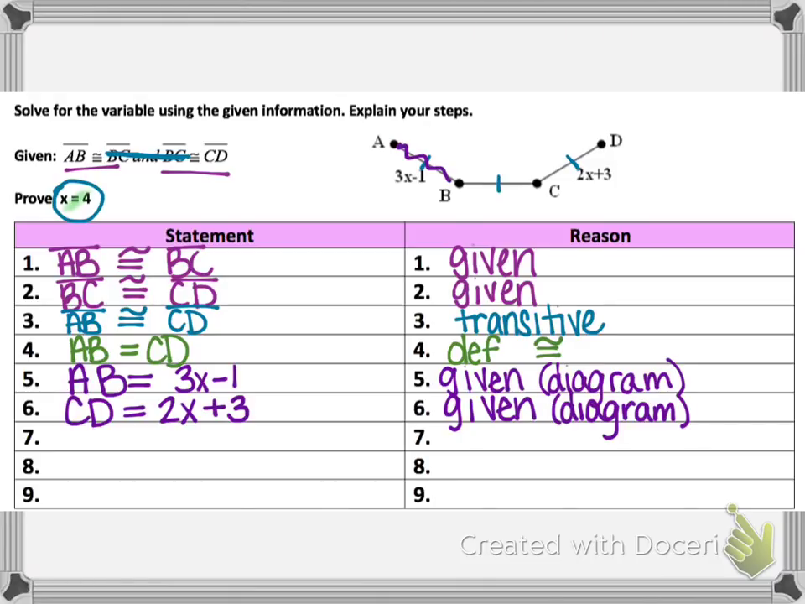So now I can set up my equation. I know that AB is equal to 3x minus 1, so I'll put in 3x minus 1 for AB. CD is equal to 2x plus 3, so I'll put in 2x plus 3 for CD. So I'm going to end up with 3x minus 1 equals 2x plus 3. So on both of those, since I put in something for something else, that's called substitution.